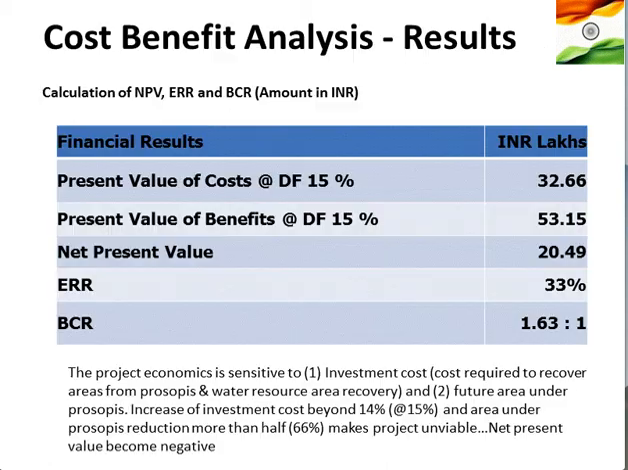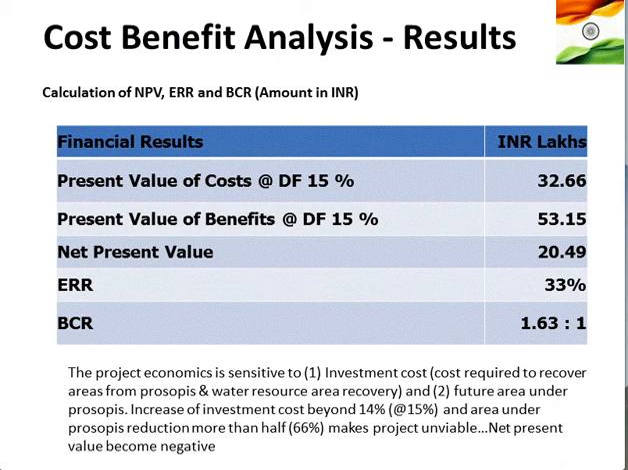So now I will go to the final slide, what we have arrived at. If we take only net present value, we reached a positive present value of 20 lakhs at the end of the exercise. We used the discounting factor of 15% for working out the present value of the cost and also the present value of benefits. And we worked out the economic rate of return as 33% and benefit cost ratio as 1.63.